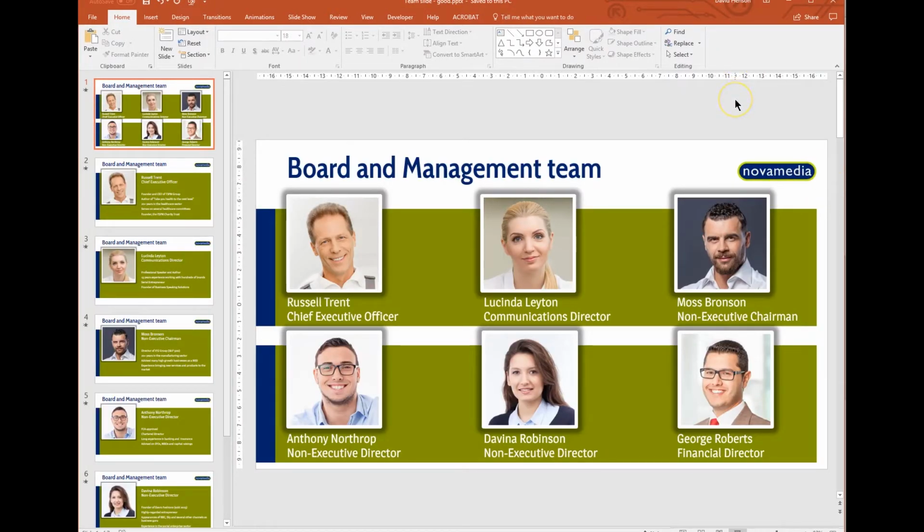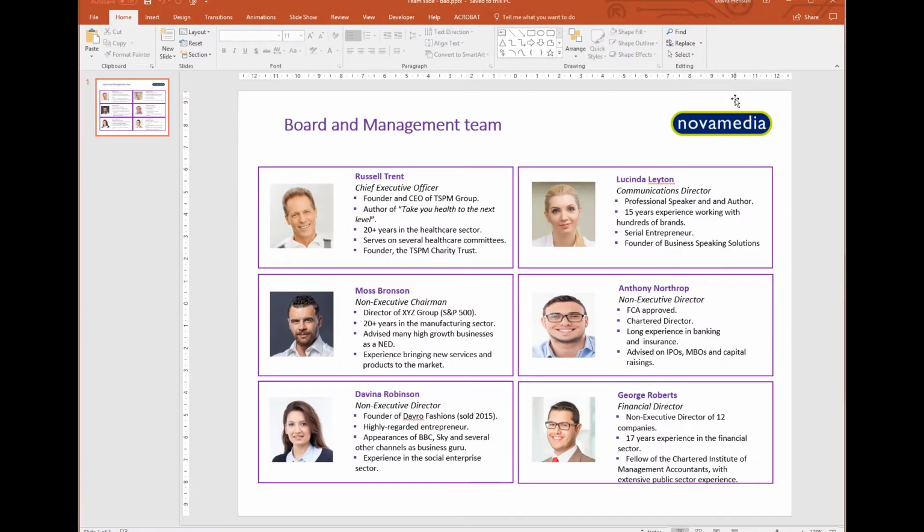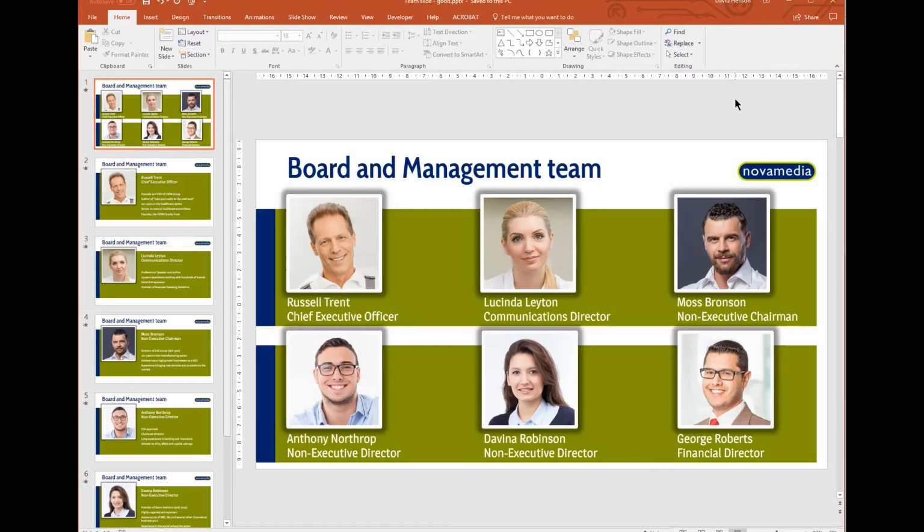And bearing in mind this is a presentation to launch an IPO, they're looking for a large amount of funding. The difference between that and that could be the difference between a lot of money coming into the company. So the design of your slides and the impression that they give is a really important factor.